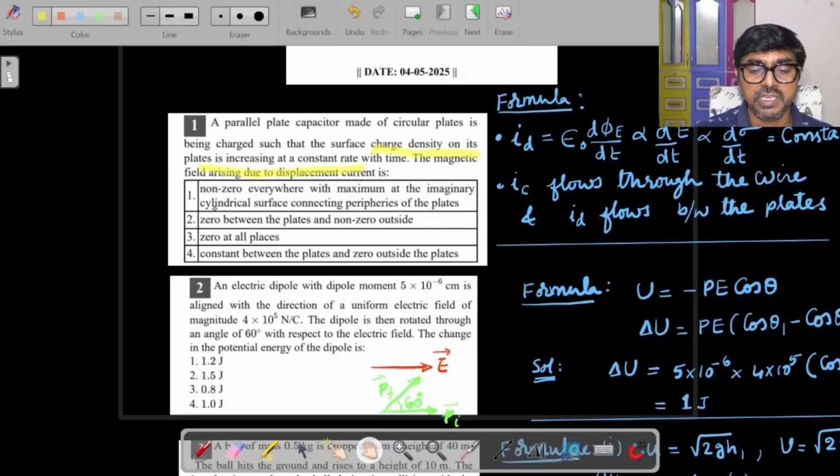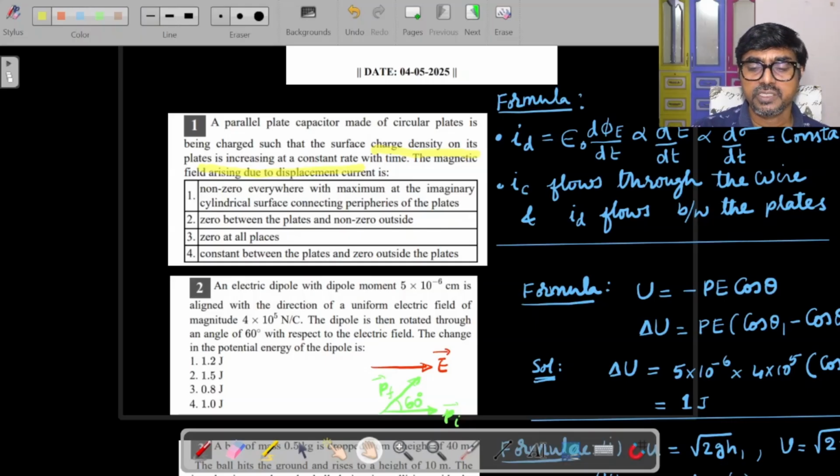Let's understand the options there. Non-zero everywhere with maximum at the imaginary cylindrical surface connecting the edges of the plates. Yeah, that's the point I wanted to say, maximum at the edges. But non-zero everywhere is not exactly correct because exactly on the axis it is supposed to be 0. Except those points, all other points, the statement is correct. Let's see if we can get a better option there. Always you need to look for the most appropriate option.